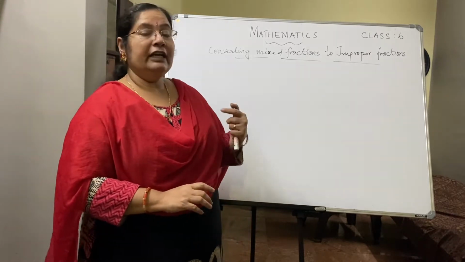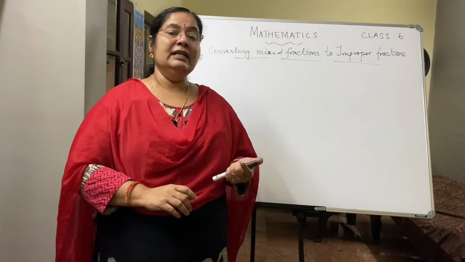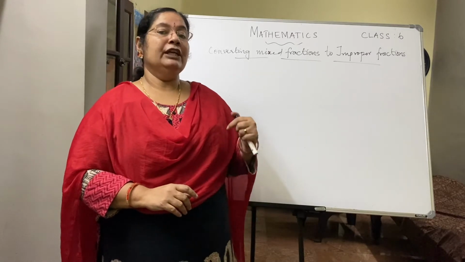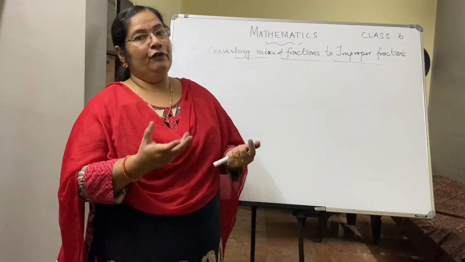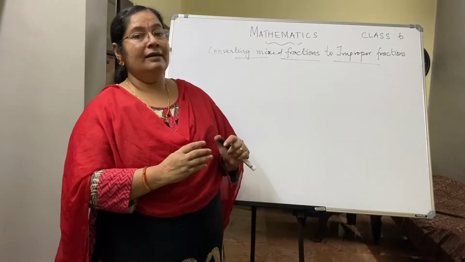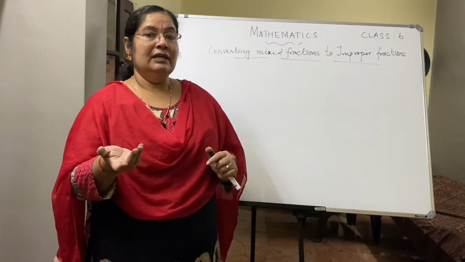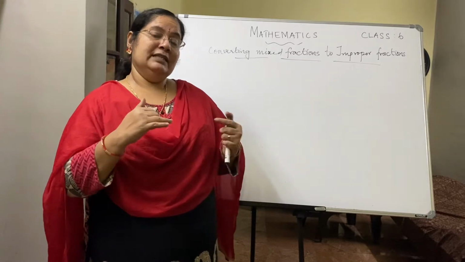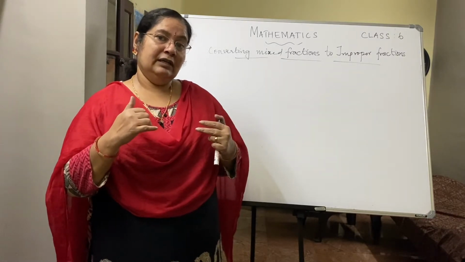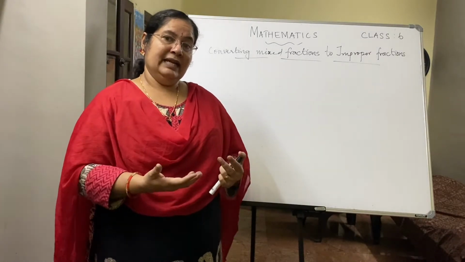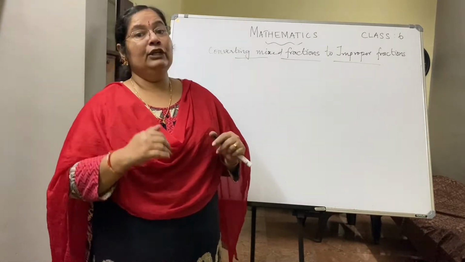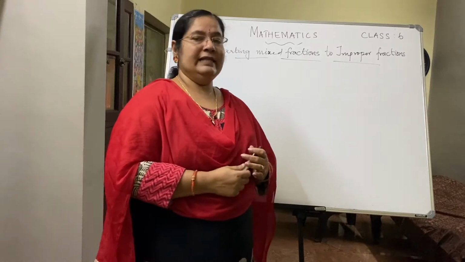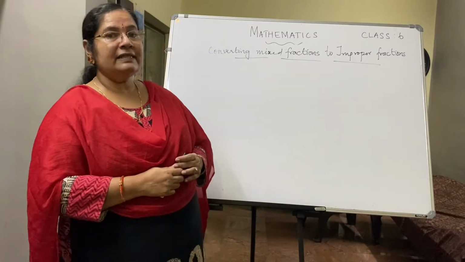So now we'll be learning how to convert a mixed fraction into an improper fraction. That is, a combination of a whole number and a proper fraction you are given, you are going to convert that into an improper fraction, that is a fraction with numerator greater than the denominator, or denominator being less than the numerator. So one example let us take for a mixed fraction.